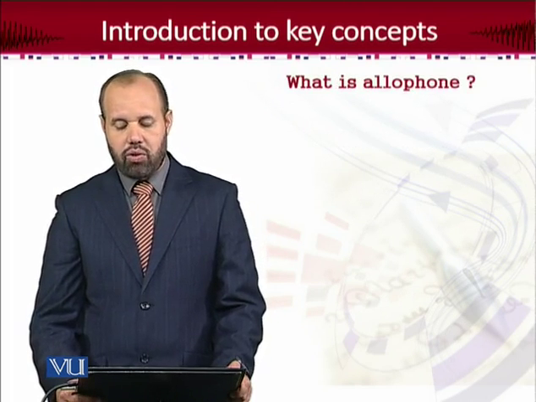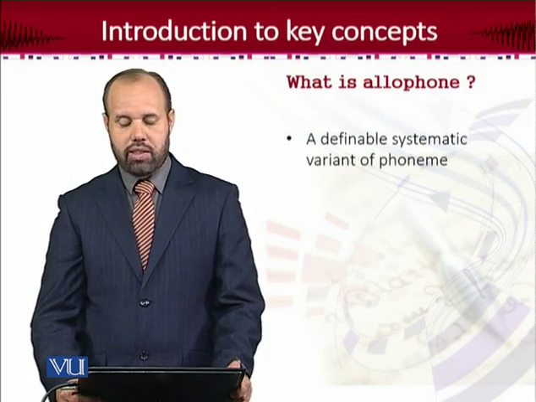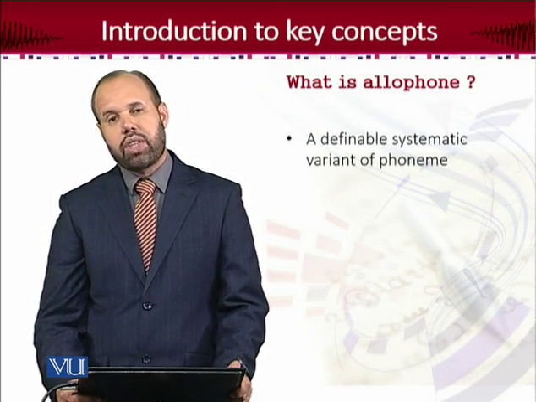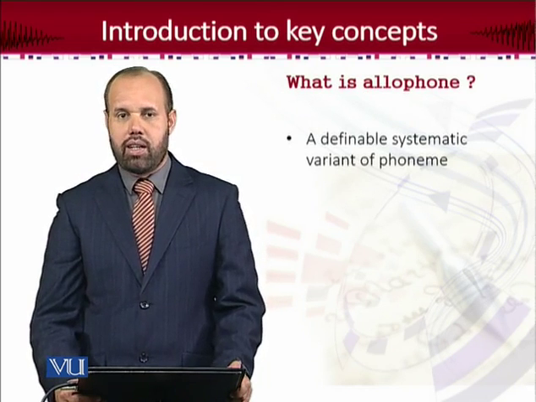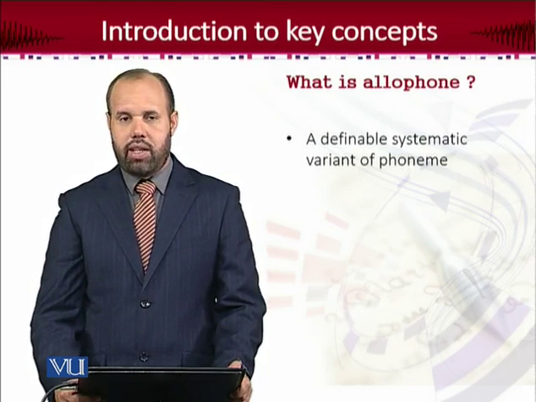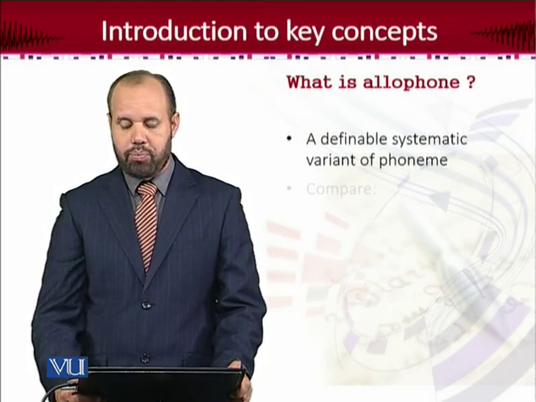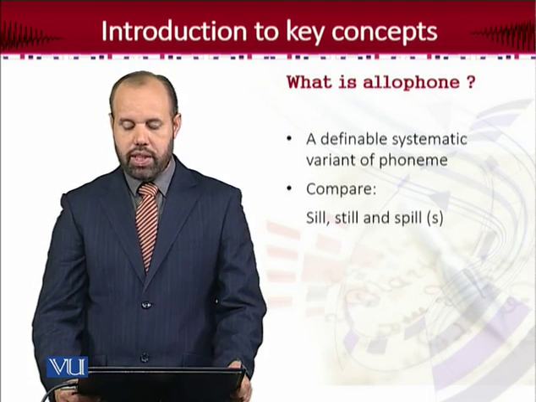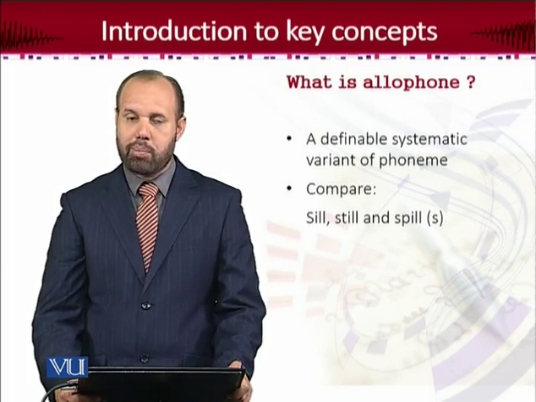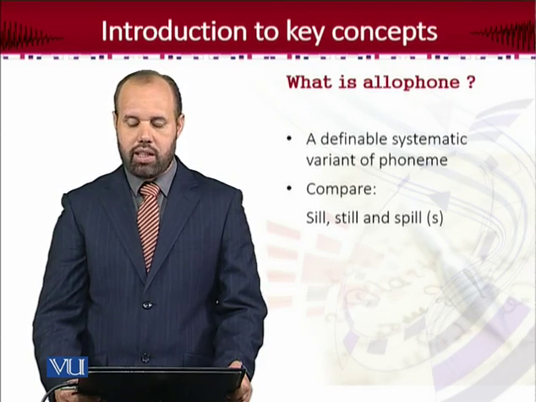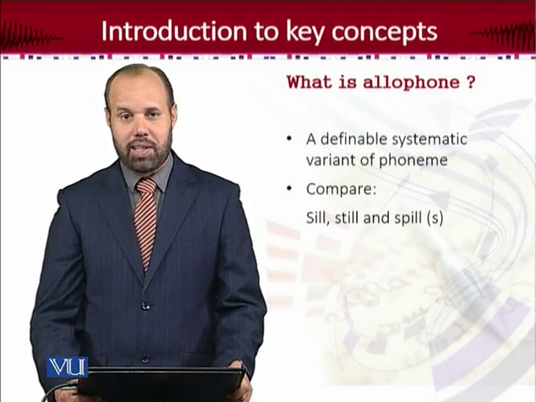Now let me define what an allophone is. An allophone is a definable systematic variant of a phoneme, systematic because there is a specific system followed by that phoneme for that variant. Compare these three words: sill, still, and spill. The first consonant in these words is s, but they are variants. They are not similar s, right?